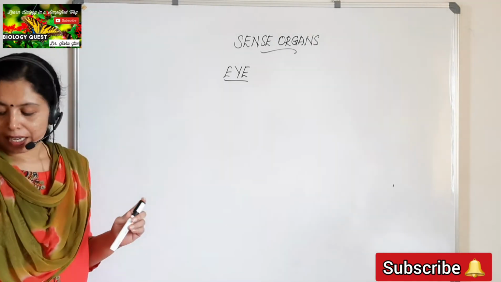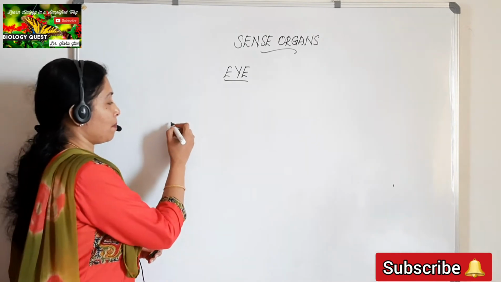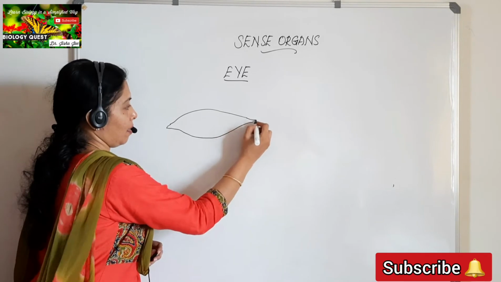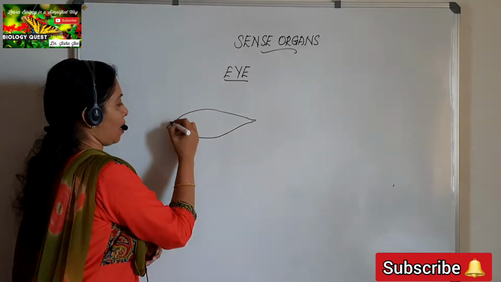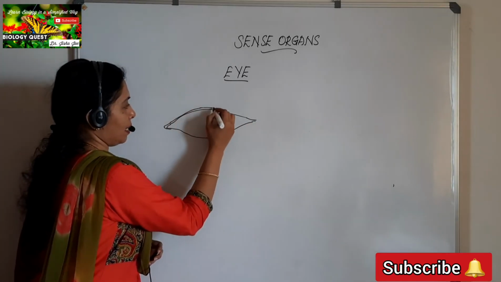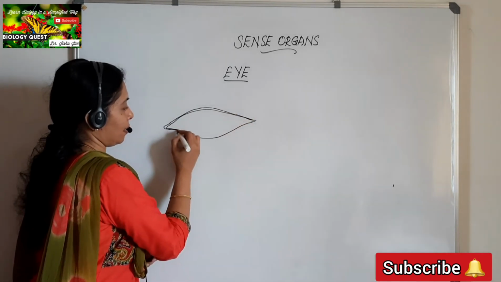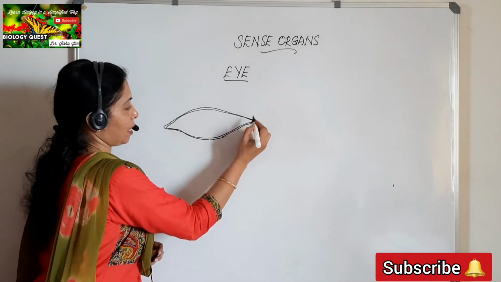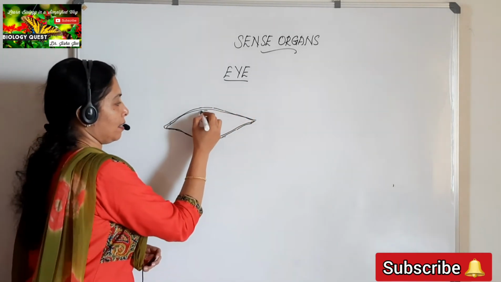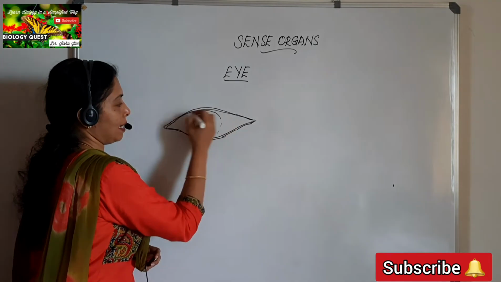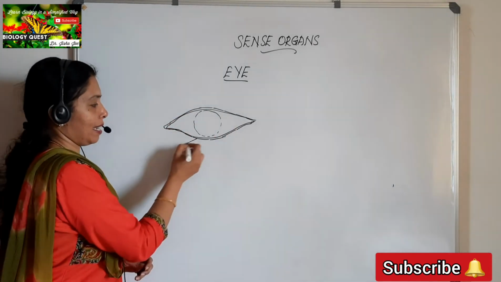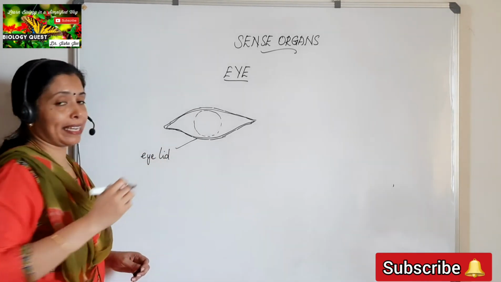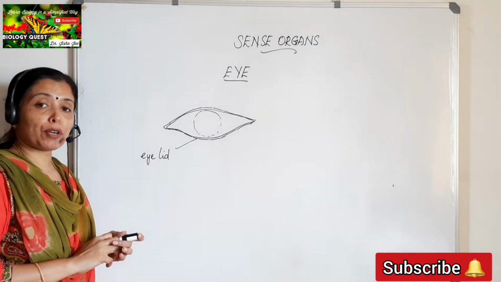Now, we know our eyes are protected by the eyelids. The eye is protected by the eyelid. We have the upper eyelid and the lower eyelid. What is the function of the eyelid? The eyelids help to protect the eye.